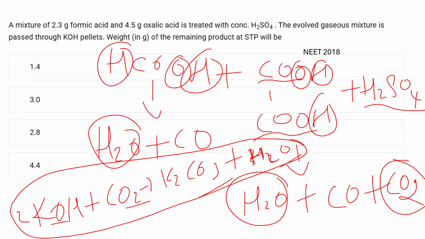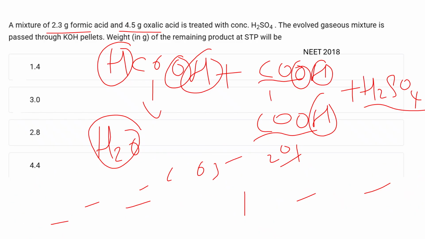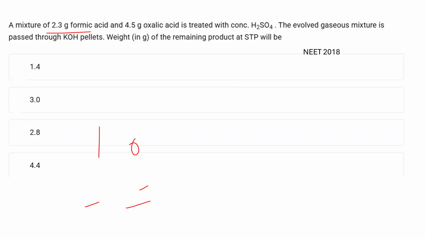For this, we need to find the number of moles of formic acid and the number of moles of oxalic acid. Then we can easily find the number of moles of carbon monoxide, which can be converted into grams. How to do this? Let's see. I wrote all the chemical equations behind this. Now we do the mathematical part to find the number of grams.